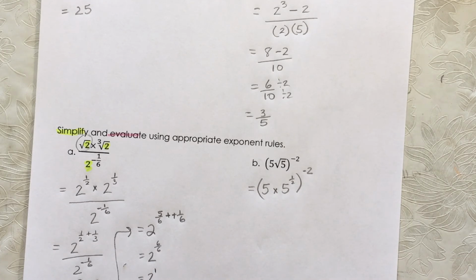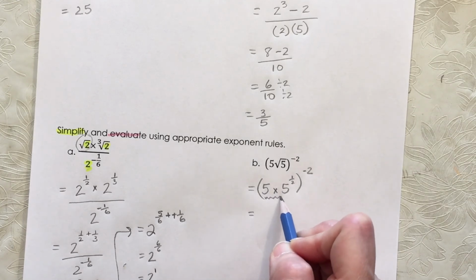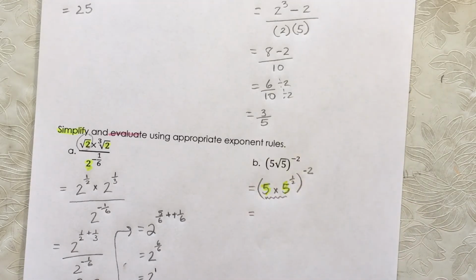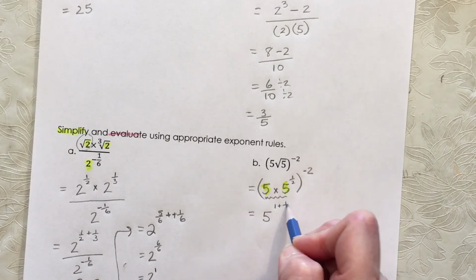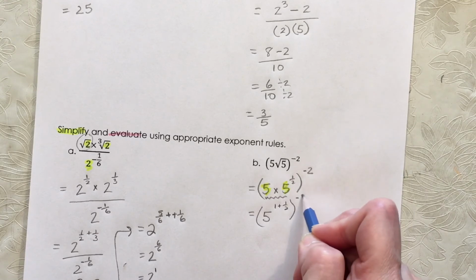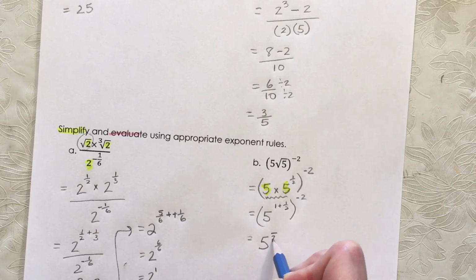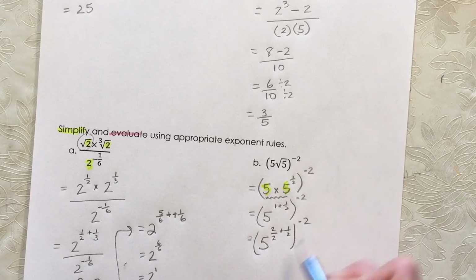Okay, so there's a couple of ways we can do this. If we do the inside first, we're multiplying powers with the same base. So we can keep the base the same and add the exponents. If we're adding those exponents, we need a common denominator of 2, but that's still all to the -2. So that's going to give me 5 to the 3/2, to the -2.